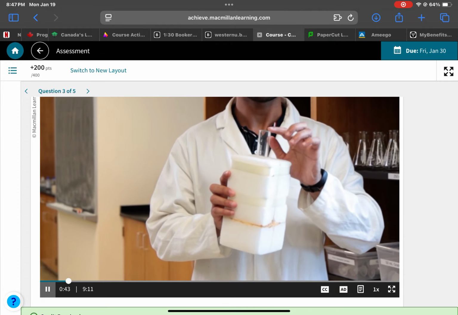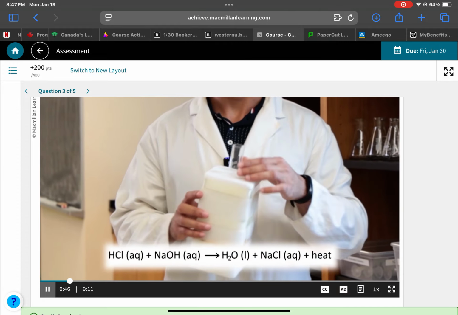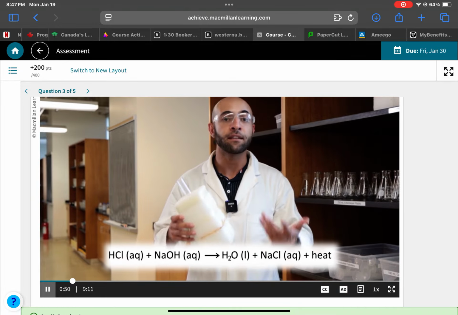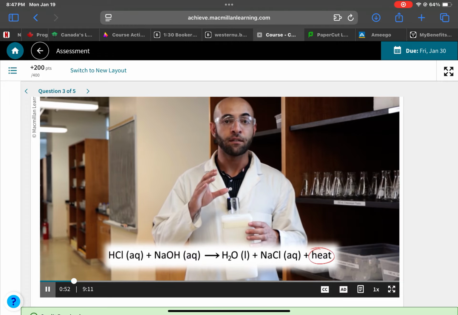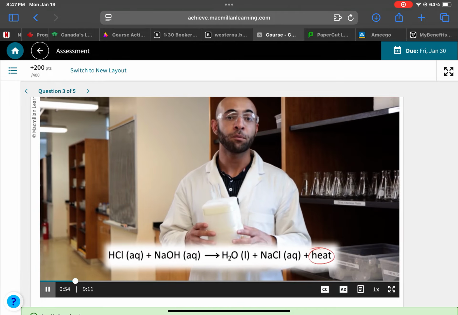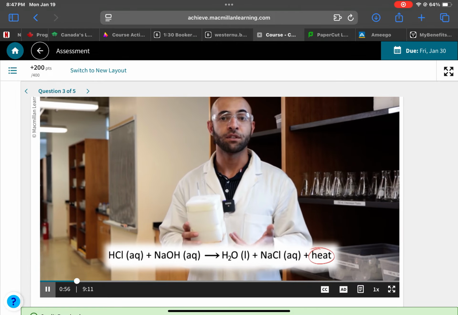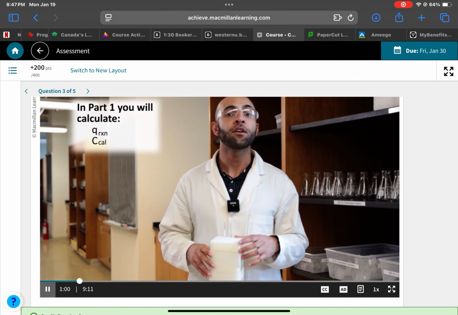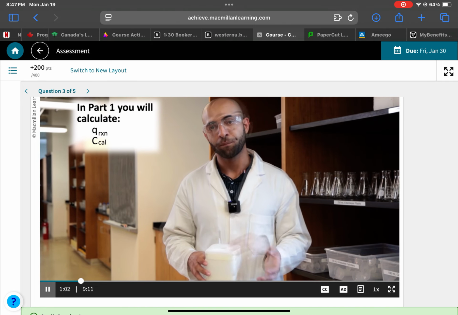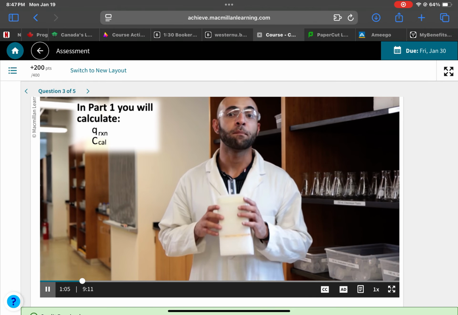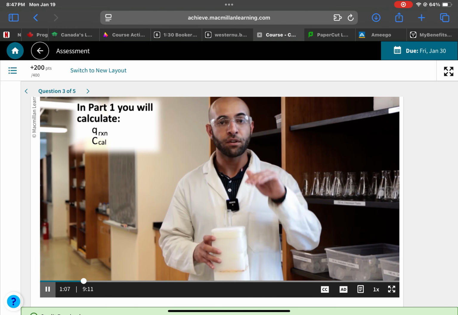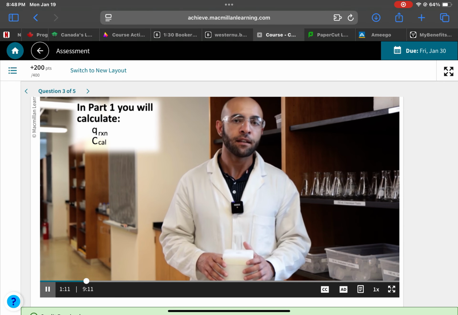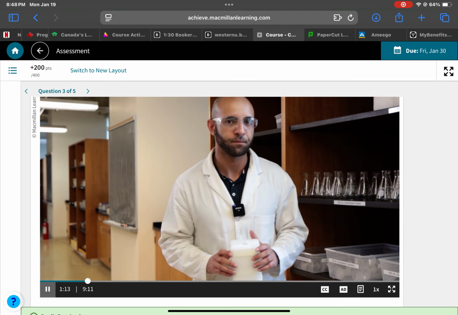So we mix the acid and base in this test tube, and the reaction that will happen is an exothermic reaction. It will release heat. This heat released will be absorbed by the calorimeter and the solution. And since we know the concentrations of the acid and base, we can calculate the amount of heat produced. We will also determine the mass of the solution and the difference in temperature, and with those values, we'll be able to calculate the heat capacity of the calorimeter.